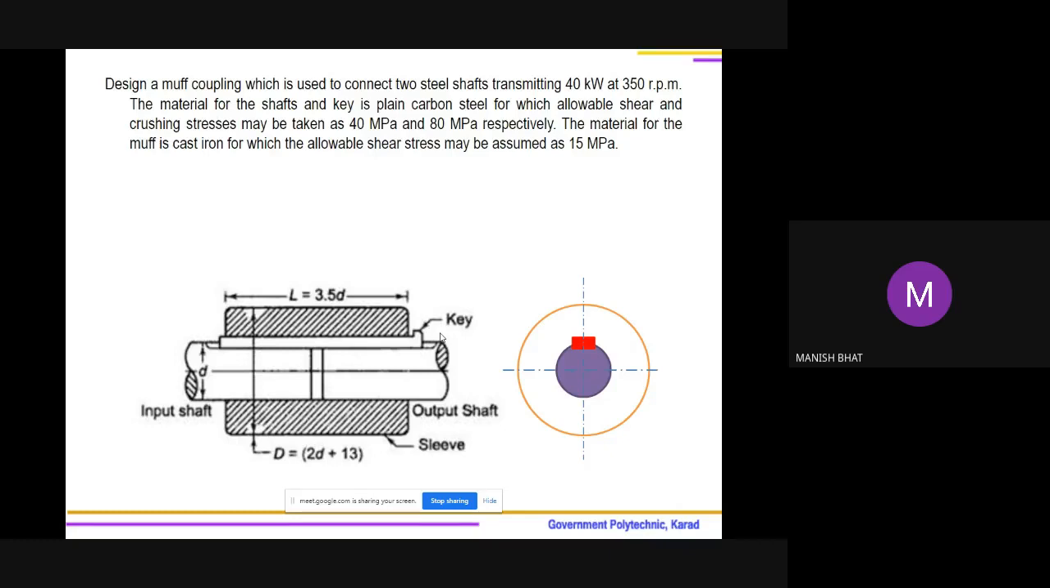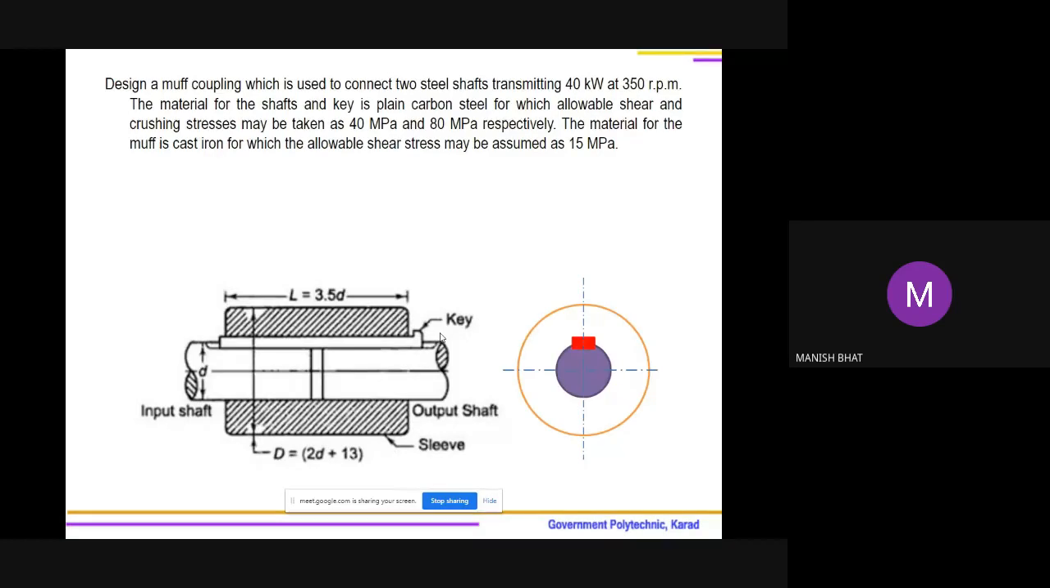Small d is the diameter of the shaft. Both shafts have the same diameter. Both are connected by using a muff or this sleeve. The outer diameter of the sleeve will be capital D. The length of this muff will be 3.5 times the diameter. A key is used, and the cross section of the key is rectangular. So we are using, say, a flat key or rectangular key. Width is W and height is H of the key, and length may be, say, small l. So let us design this particular muff coupling.